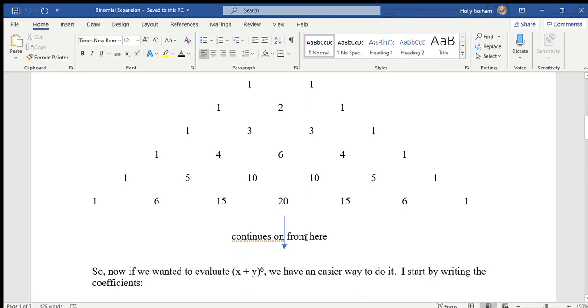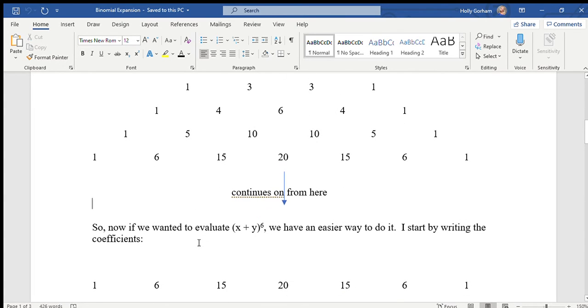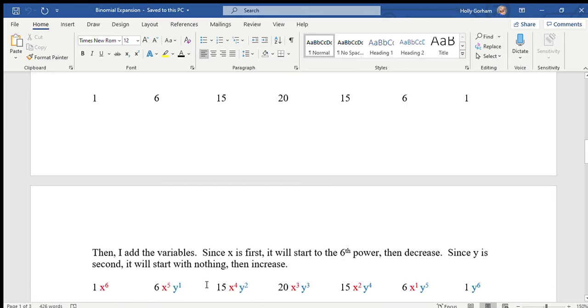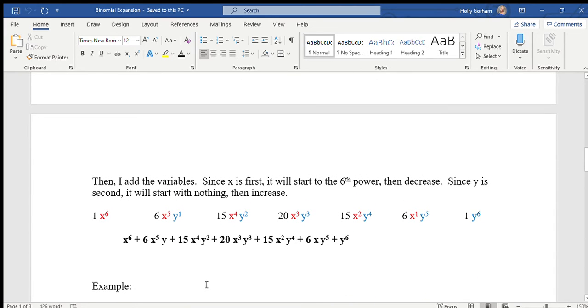So if I were to ask you to evaluate (x plus y) to the 6th, we're going to use Pascal's triangle. Whatever power you need, you're going to go to that number row. Not the 6th row, but the 6 row. This right here, that's the 6 row because that's where the 6 is. So we're going to take those and write those as coefficients. Then we're going to put in the variables.